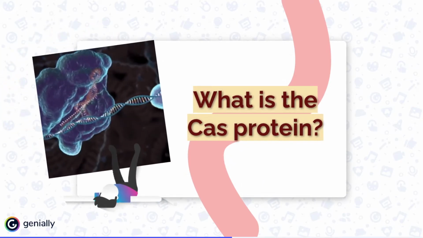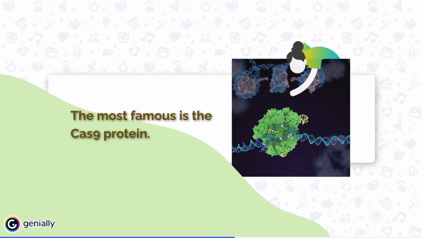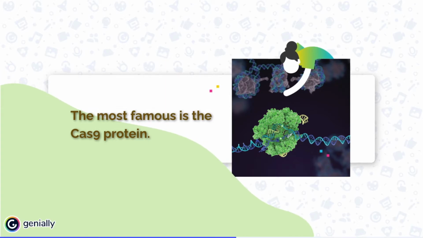What is the Cas protein? It is a group of endonuclease enzymes that acts as a molecular scissor and cuts DNA fragments in a very precise way. The most famous is the Cas9 protein.